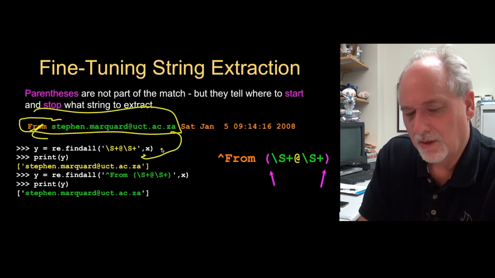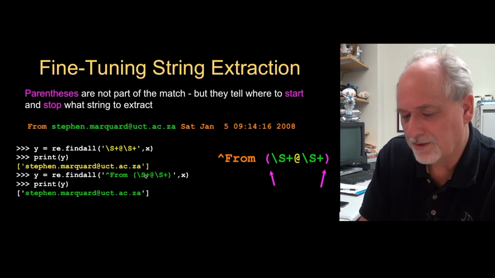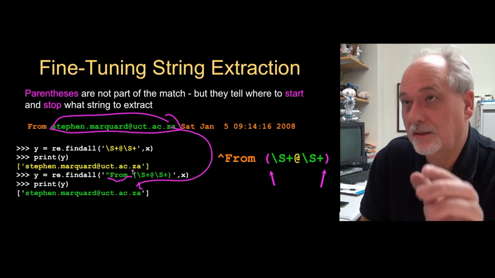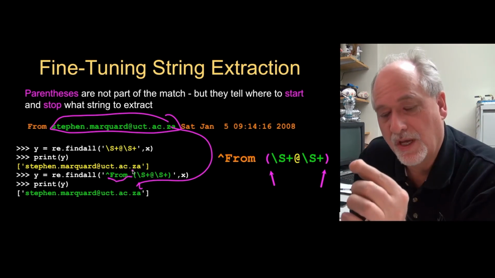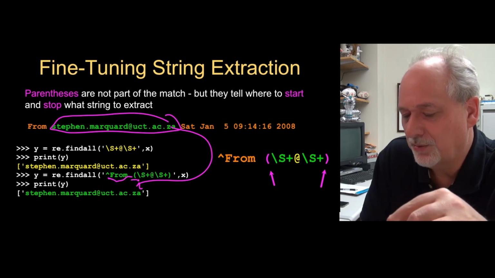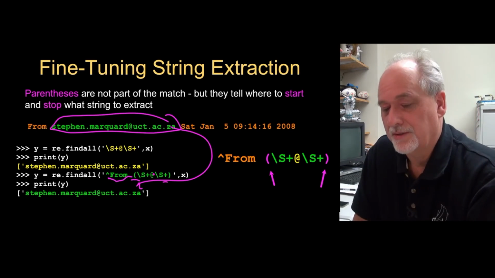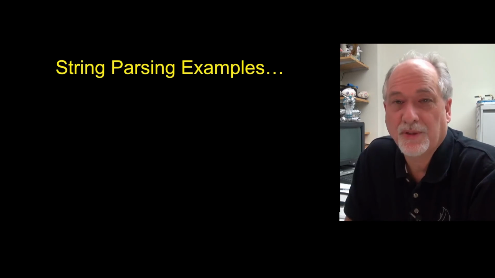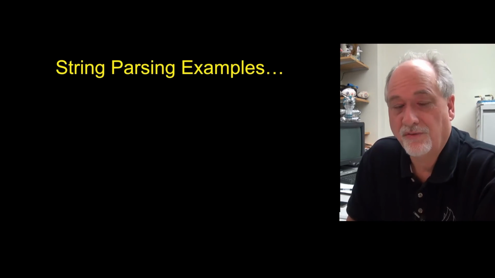But if you do that with the parentheses, you match the "from", but you only get this bit to come out. So you can add this to make the matching part more precise, without changing what you get returned, and you specify what you want returned with the parentheses. Next I want to show you a couple of different ways to use these newfound skills.